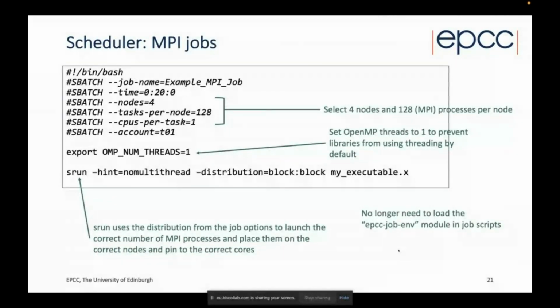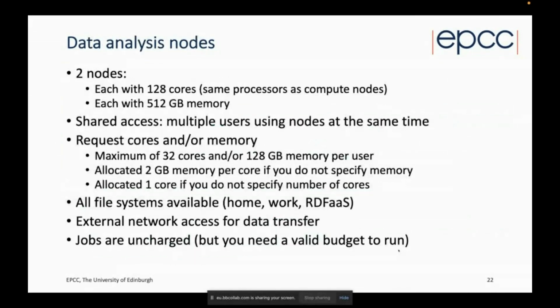Just a quick example of MPI job. This is very similar to the 4 cabinet system. The only thing that's different from the 4 cabinet system really is the omission of the module load EPCC job end, which isn't needed anymore. So if you've got job scripts on the 4 cab system, you just need to remove that line and they'll work fine. They should work fine on the full system as well, in exactly the same way.